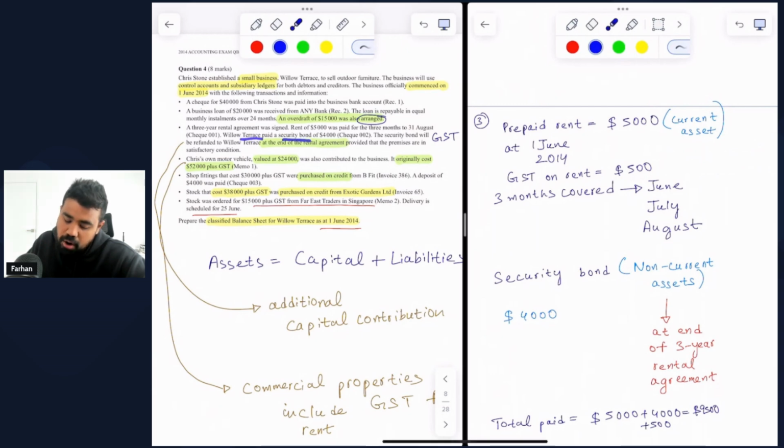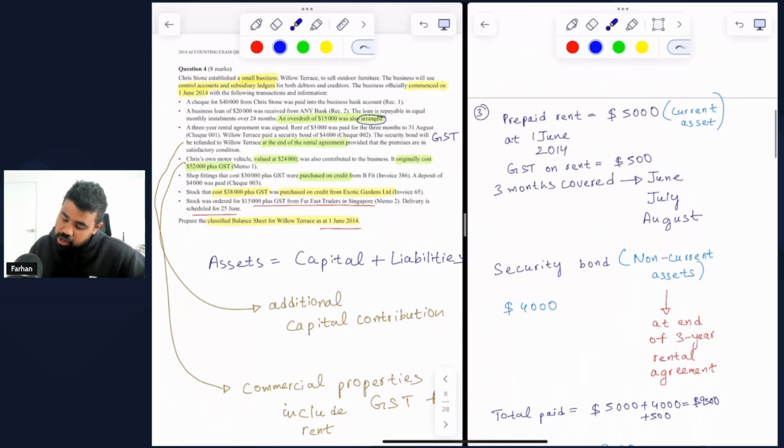So let's read the second sentence. Willow Terrace paid a security bond of $4,000 with the source document being check number 2. The security bond will be refunded to Willow Terrace at the end of the rental agreement, provided that the premises are in satisfactory condition. So this is basically what goes on every time you rent something in Australia. So the security bond is going to be repaid at the end of the 3-year rental agreement. But you are paying it today at 1 June 2014, but you can get it back at the end of the 3 years. So this is what we define as a non-current asset.